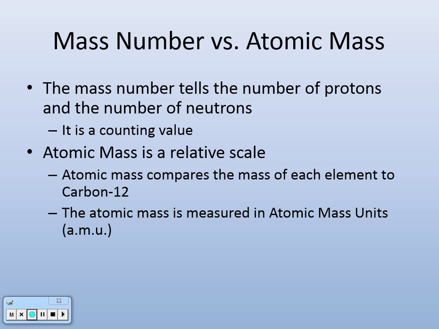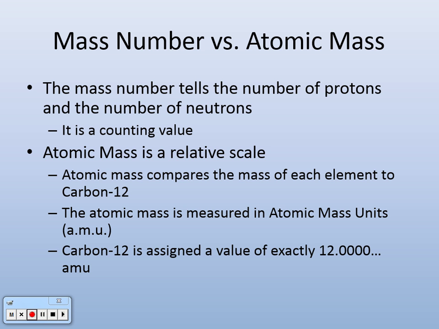Now, with that being said, we have set up a scale that we call atomic mass units. That name is a little misleading. Atomic mass units are not a measurement. They are a comparison value. And again, what are we comparing it to? We give carbon-12 a value exactly equal to 12.0000000000000000. It's exactly 12. And all the other atoms get a value based on that.